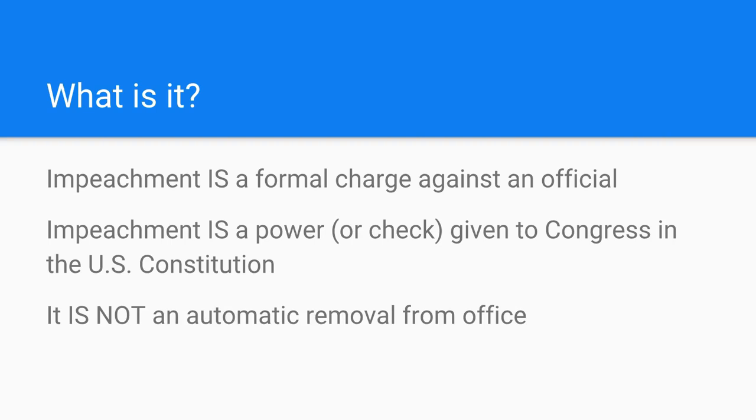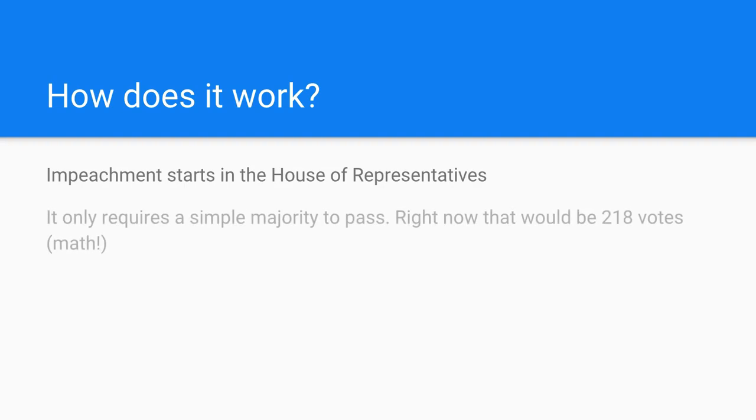Impeachment is not an automatic removal from office, though. It's a two-step process, so let's look at what that means. Impeachment starts in the House of Representatives. It only requires a simple majority for an impeachment to pass through the House. And right now, did some quick math, and 435 divided by 2 means that they need 218 votes in the House to impeach someone. And that's it.